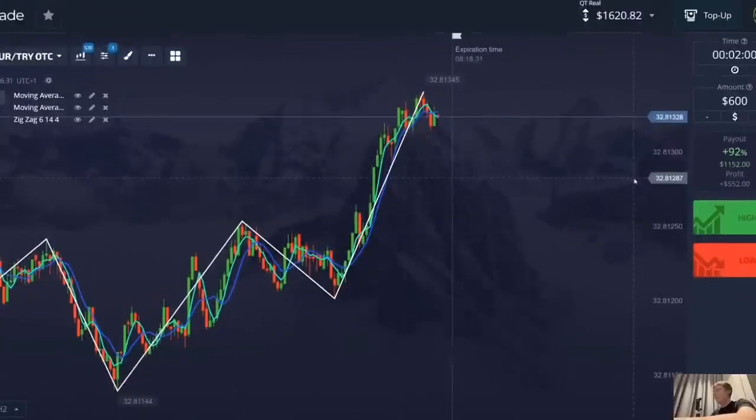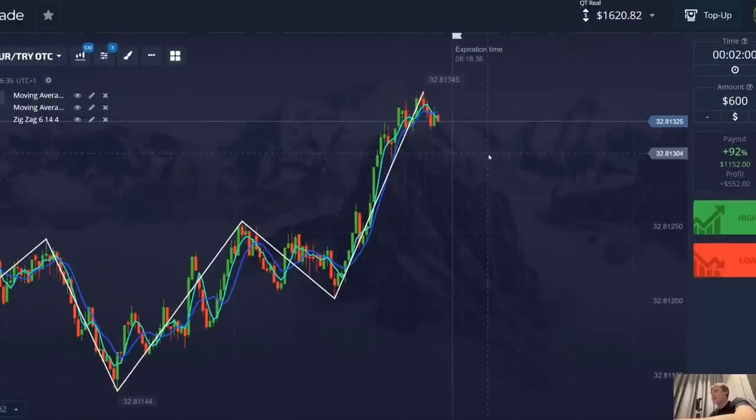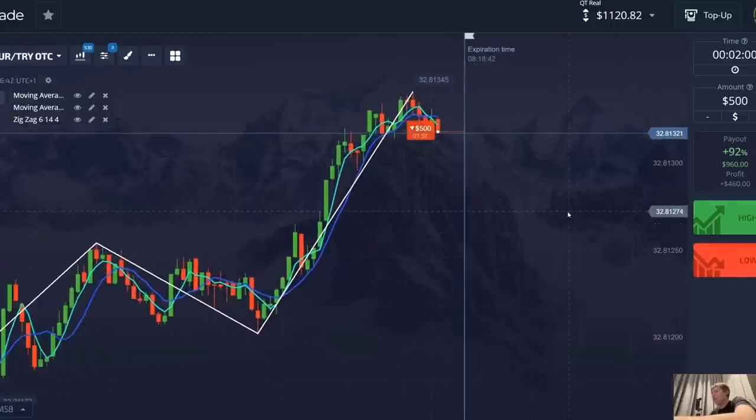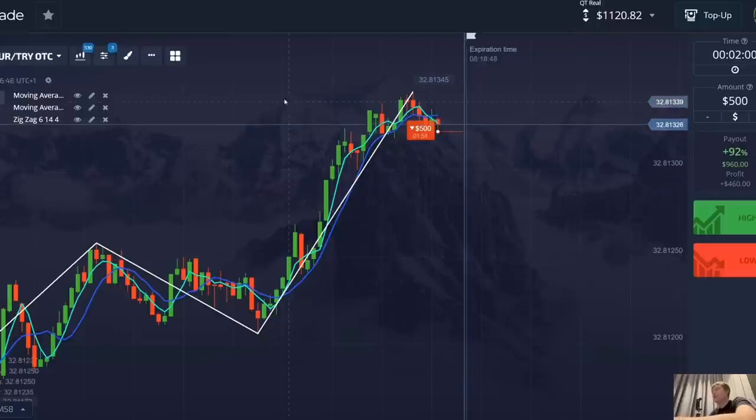Let's move on. My dear friends, my dear subscribers, this example is very similar to the first trade in my session. Everything is very similar. Look at this. So I open a trade down for 2 minutes again. Yeah, I remind you, the time frame is 30 seconds. The time for the trade is 2 minutes.